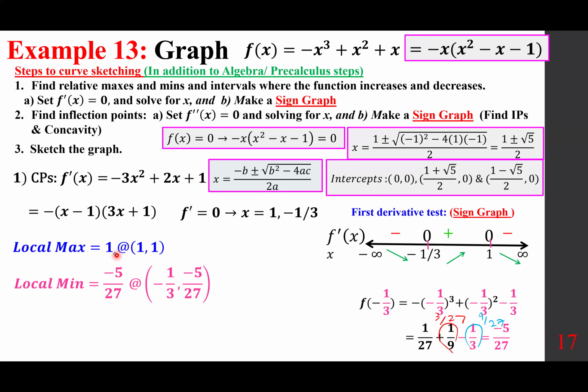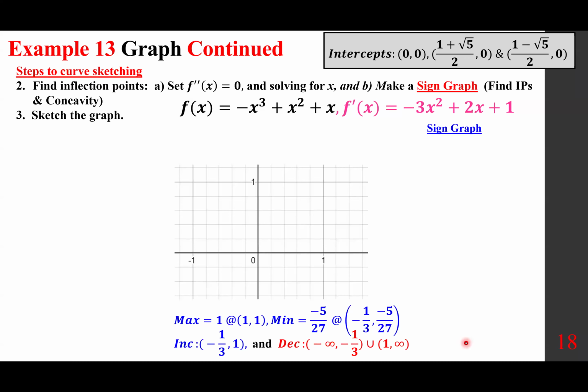So as you can see, we have a lot of information here. And now we are almost ready to graph. We are going to use the second derivative test to find the inflection point, the concavity test. And so we are going to rewrite the question with f of x and f prime of x and the intercepts and local max and min. And now we are going to find the inflection point.